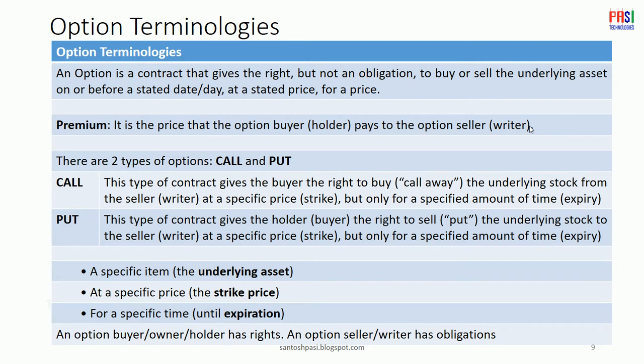Let's go through what options are. Options basically are just a contract that gives the right but not an obligation. Now, if you consider the futures market, the right and the obligation go hand in hand. Versus in case of the options market, those are two different things. So if you're buying the option, then you get the right, versus if you're selling the option, then you get the obligation.